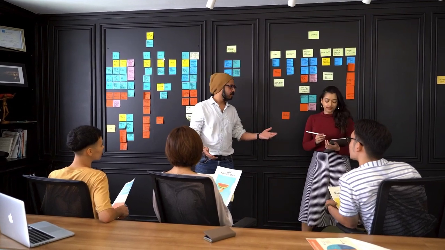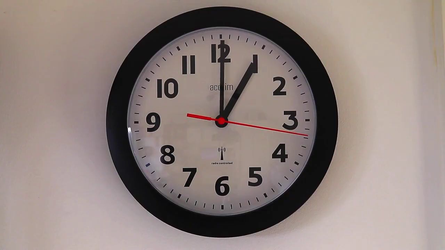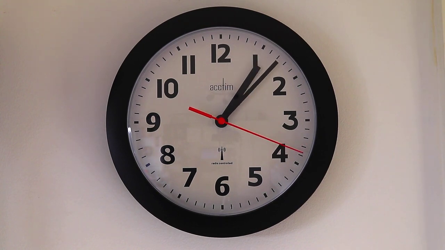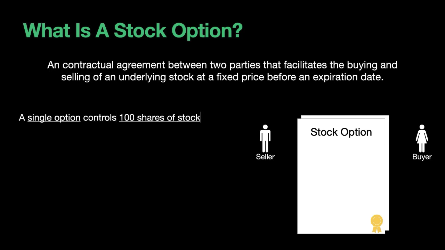Before I share and explain basic strategy number 1 for making money trading stock options, let me take 60 seconds to describe the basic components of a stock option. A stock option is a contractual agreement. So think of a contract or a document between two parties. In this case, there's going to be a seller of the stock option contract and a buyer of the stock option. Next, a stock option is bound to or refers to 100 shares of stock.